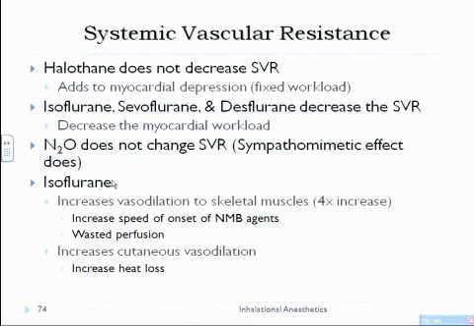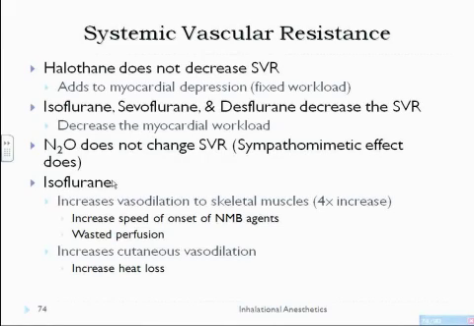As for systemic vascular resistance, halothane does not decrease the SVR. It really adds to the myocardial depression because it has a fixed workload. If you look at isoflurane and desflurane, they all decrease SVR, and they decrease the myocardial workload as a consequence. Nitrous oxide does not usually change the SVR. Sometimes the sympathomimetic effect will have that effect, depending on higher dosages.